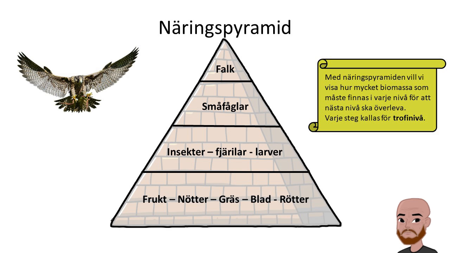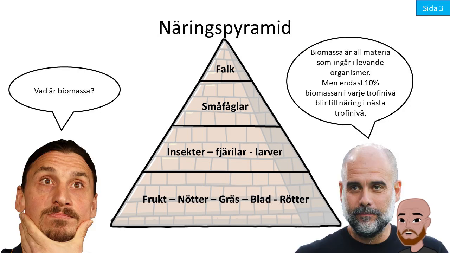For example, if we have fruits, nuts, grass, leaves, and roots, there must be a lot of them for the insects, butterflies, and larvae to survive. For there to be a top consumer, there must be much more biomass below for the food pyramid to function properly. And what is biomass here? That is a very reasonable question, Zlatan.